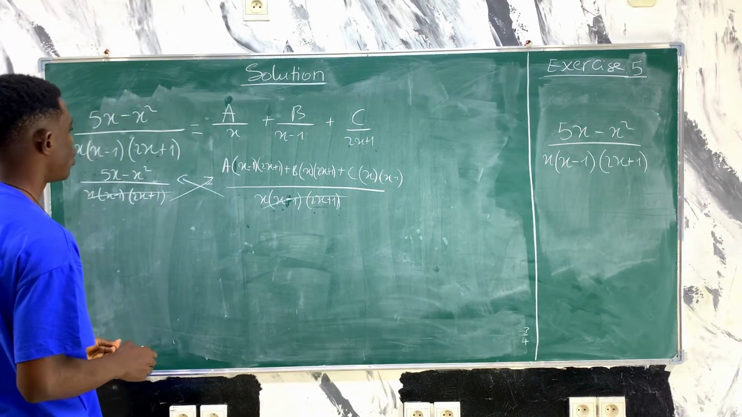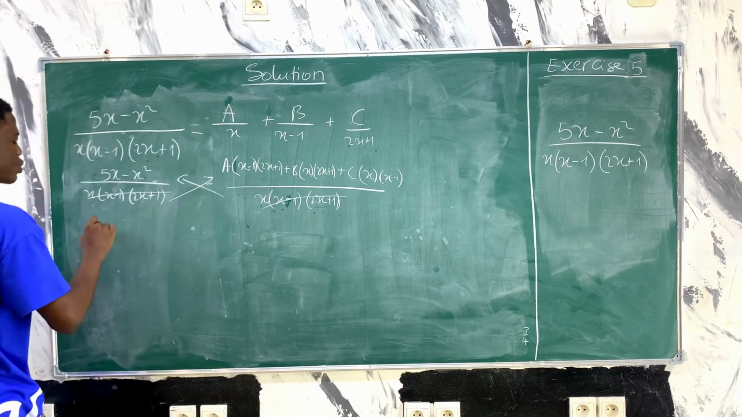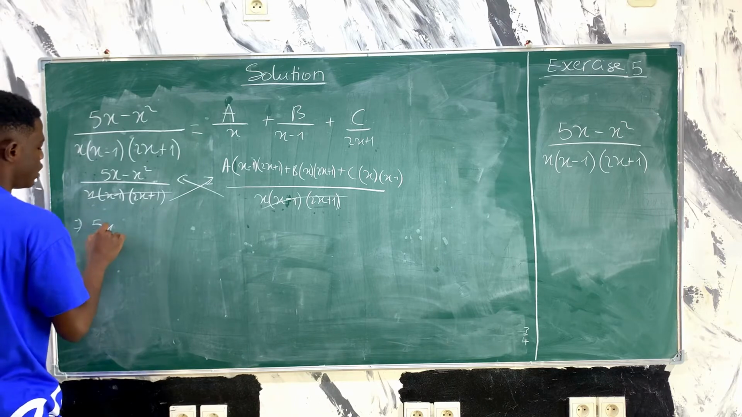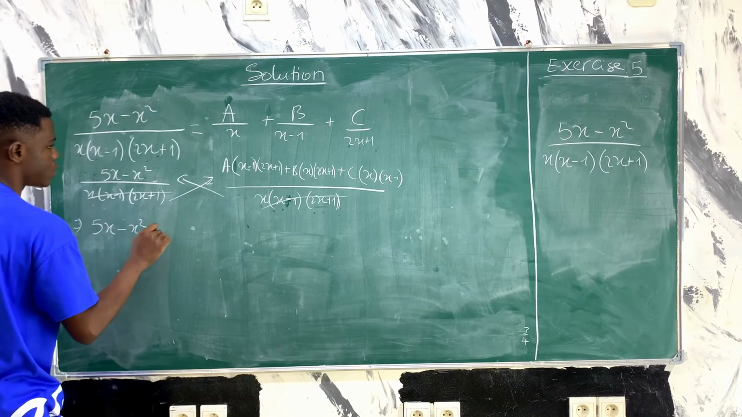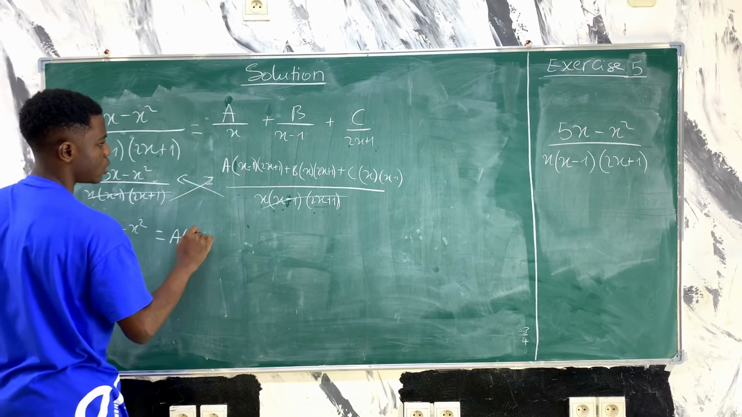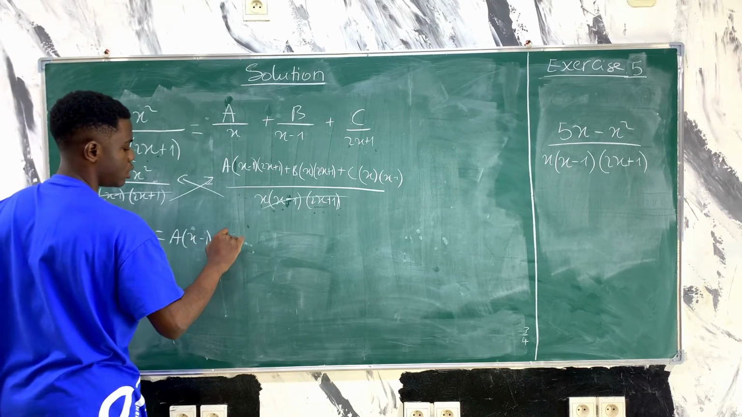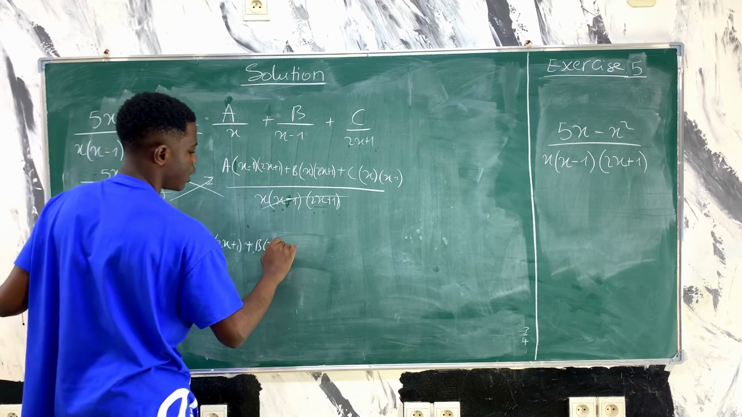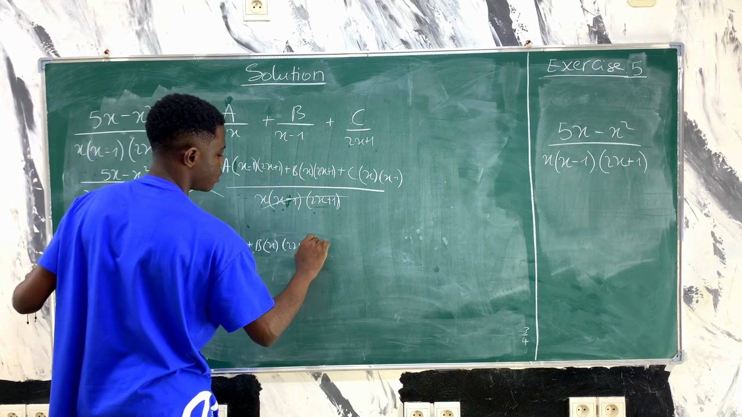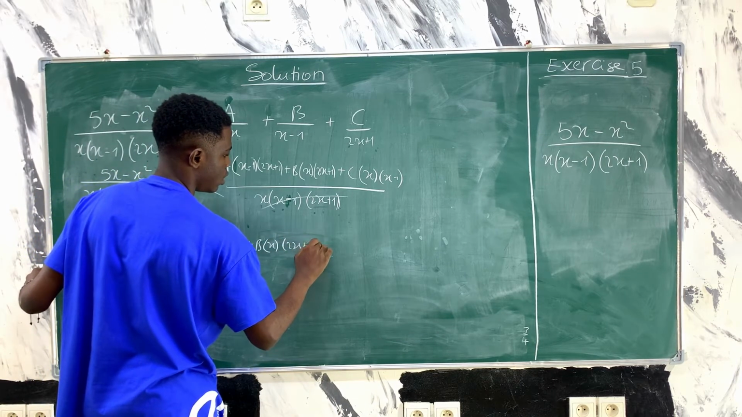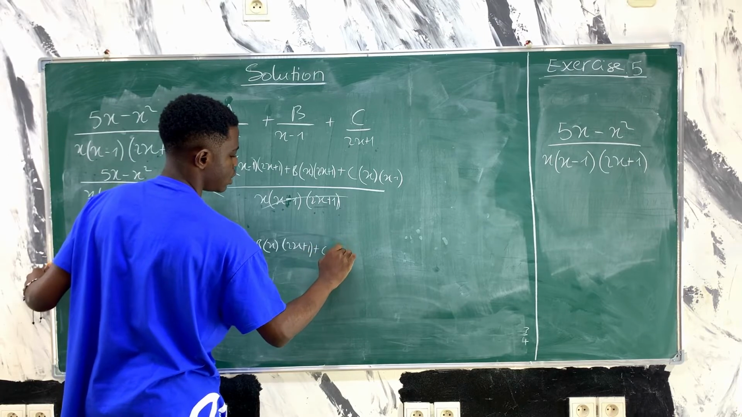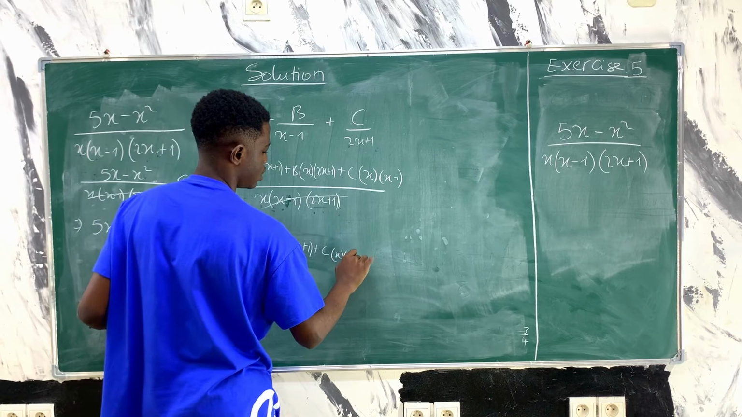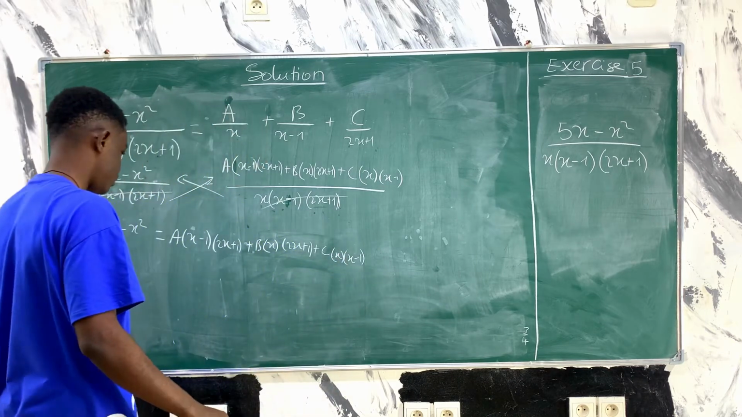So what next do I do? I'll be left just with the numerators. If I'm left with the numerators, I'll have 5x minus x squared is equal to a into x minus 1 into 2x plus 1 plus b into x into 2x plus 1 plus c into x into x minus 1.